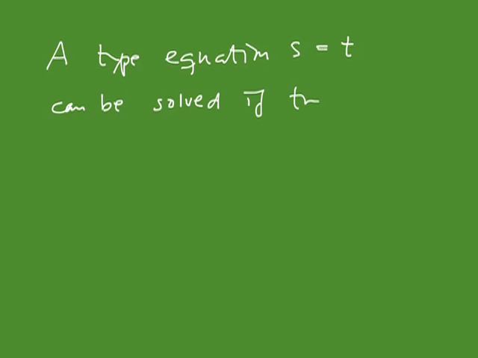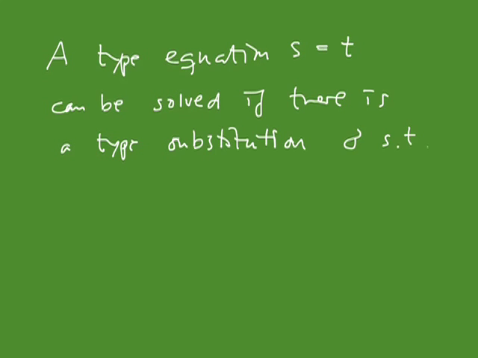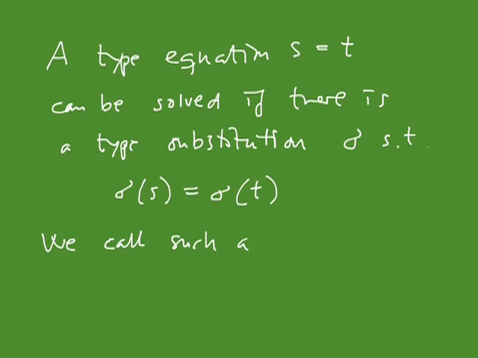And then we'll say that a type equation of two type expressions can be solved if there is a type substitution sigma such that sigma of s is sigma of t, and we call such sigma a unifier of s and t. We call it a unifier.